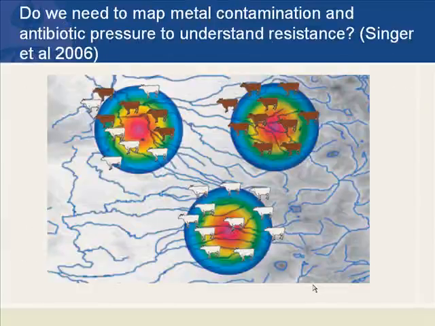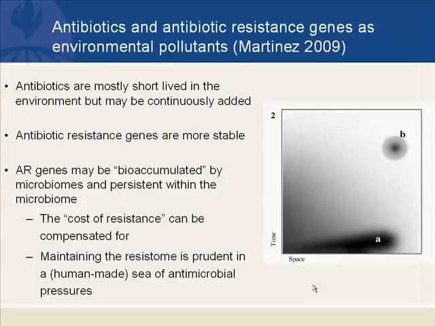So do we really now need to think about mapping metal contamination and antibiotic pressure to understand resistance in the landscape? This was suggested by Singer. He was looking at copper and antibiotic use in agriculture, but it certainly points to the importance of considering both of them within environments. And in fact, Jose Martinez from Madrid has actually proposed that both antibiotics and antibiotic resistance genes should be considered environmental pollutants.